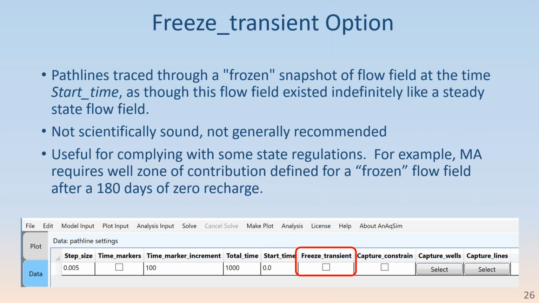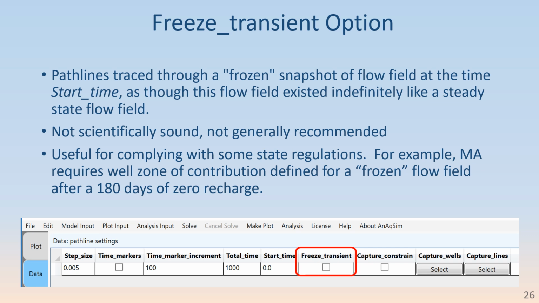The freeze transient option that I alluded to in an earlier slide is explained here. Basically, you're allowed to trace path lines through a snapshot flow field at a particular time in a transient simulation as though this flow field existed indefinitely, like a steady state flow field, and you could trace path lines as long as you wanted to.